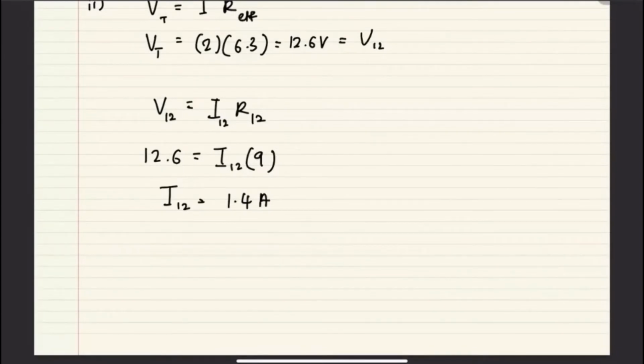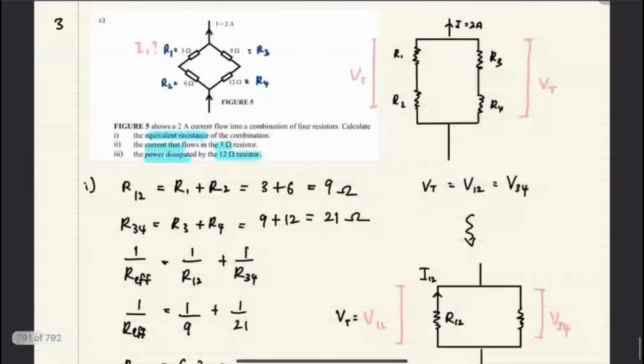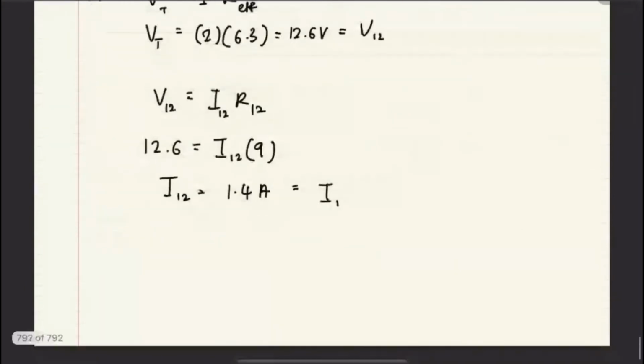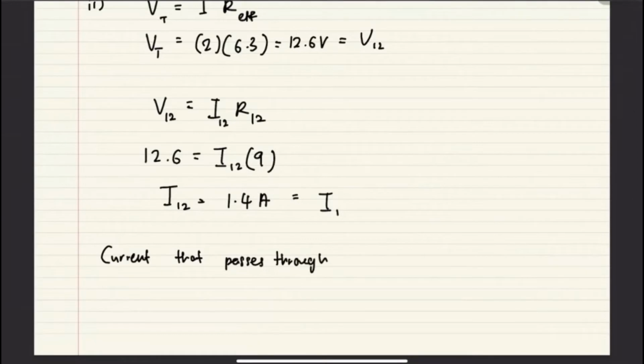Okay. And this one is basically the I that goes through R1 lah. Nak R1 tadi kan. So final answer sebab kamu sendiri yang label R1 tu semua apa kan. So we can write the current that passes through R equals to 3 ohm is 1.4 ampere.